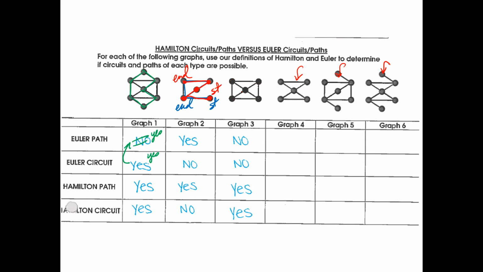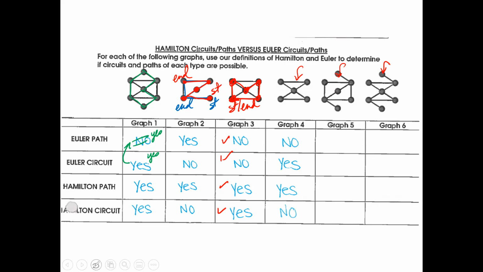But could it be a Hamilton's path if I start at this vertex, this vertex, this vertex, this vertex, this vertex, this vertex? So I did start and end at the same part. So no, no, but yes, yes for Hamilton. Pause the video and answer graph 4.